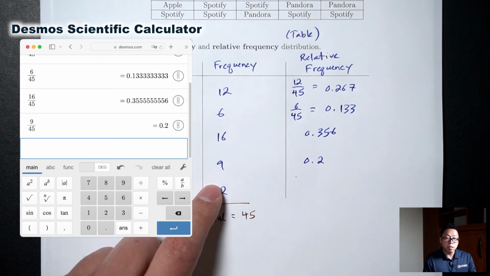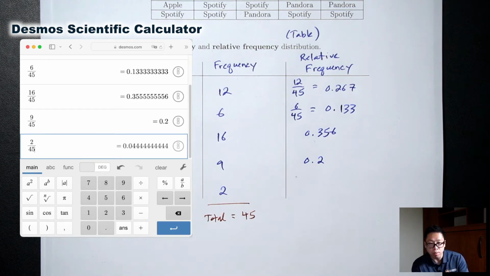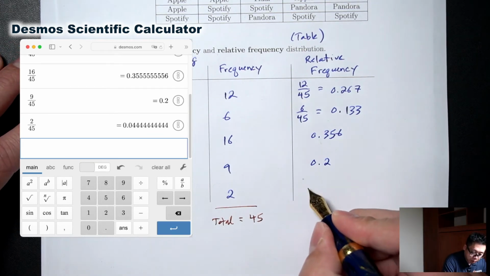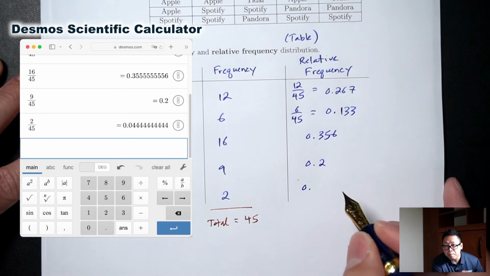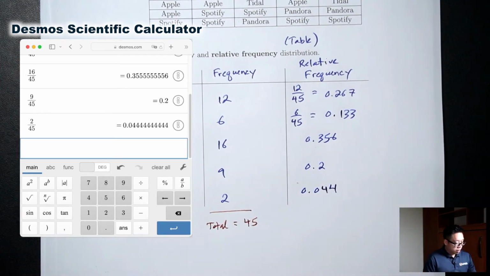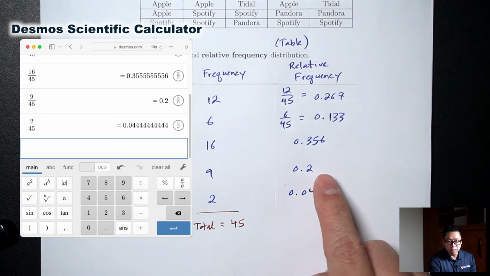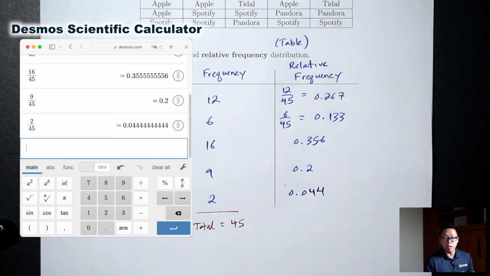And then finally, 2 divided by the total, so 2 divided by 45. Rounded to 3 decimal places, this is 0.044. Now, anytime you end up with a decimal that ends and you didn't have to round, I recommend filling in the end with zeros so that everything has 3 decimal places.